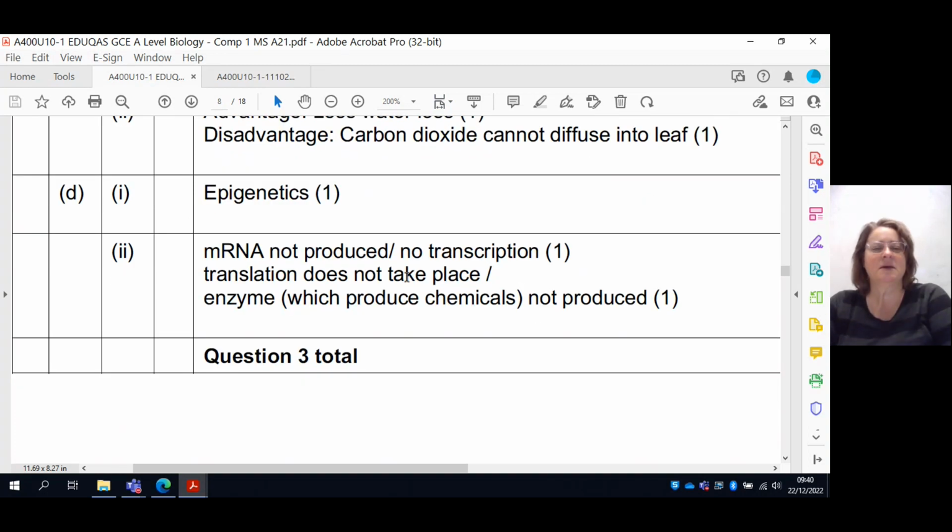The mark scheme says that messenger RNA is not produced or no transcription. Therefore, you can't have translation taking place. Therefore, no enzyme will be produced overall because the DNA was methylated. Right, that was question 3.